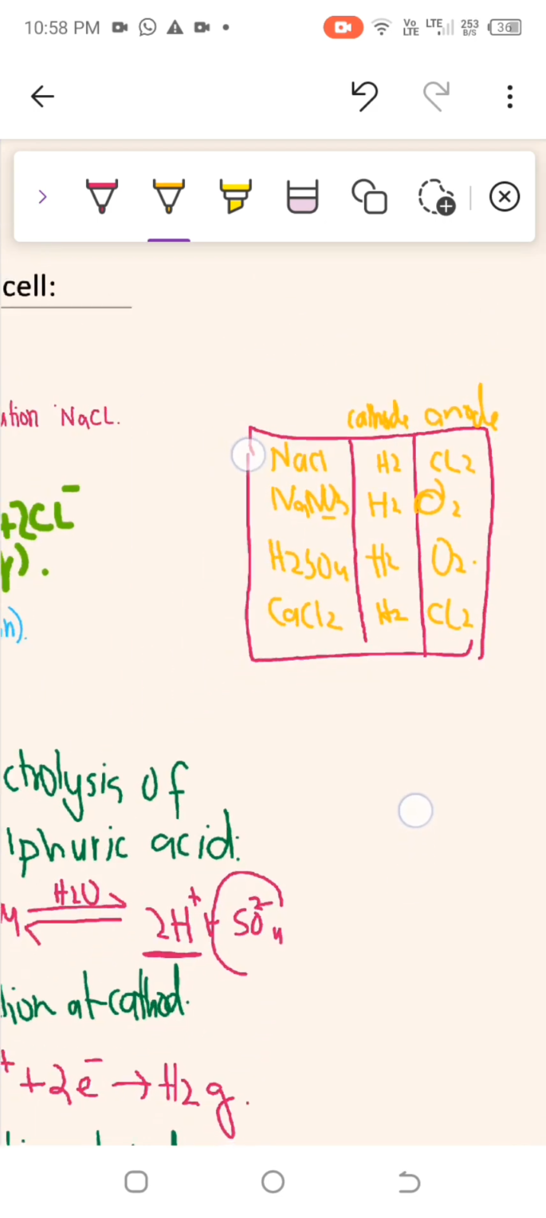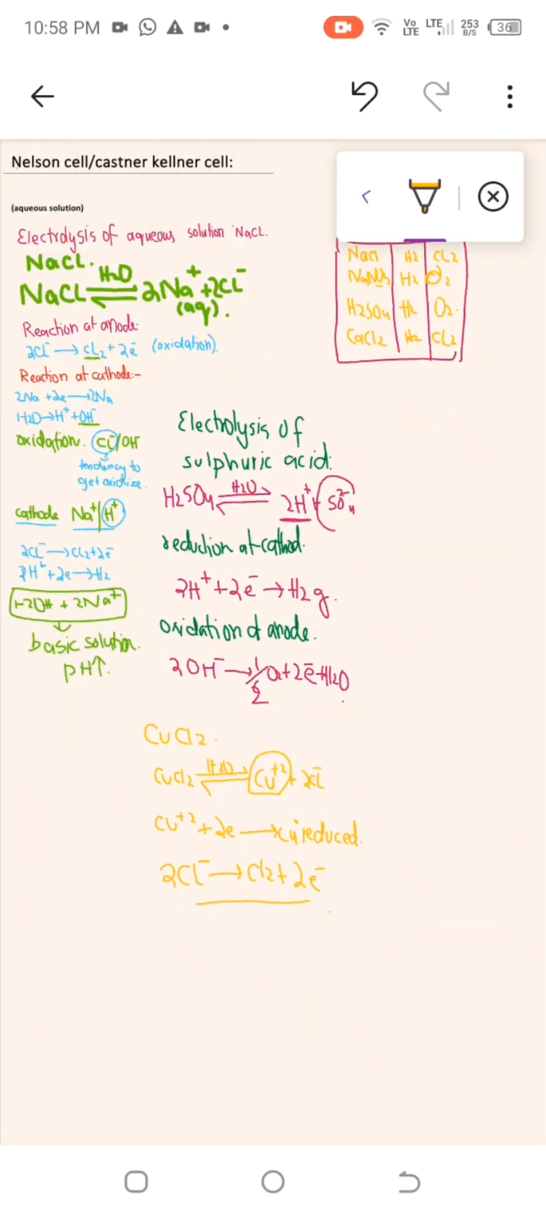So this is the table where you can easily identify. I hope it is clear. Till then, bye bye.